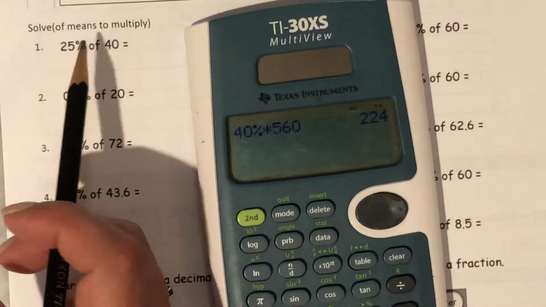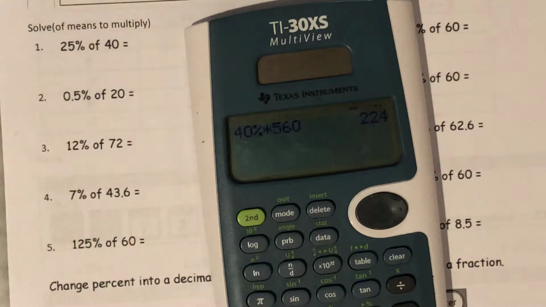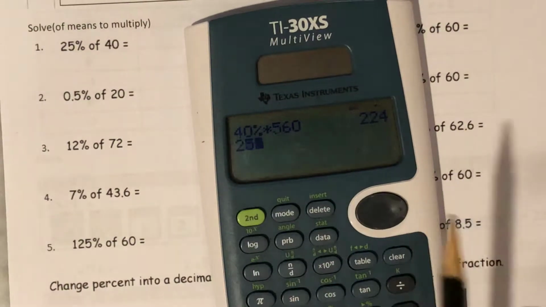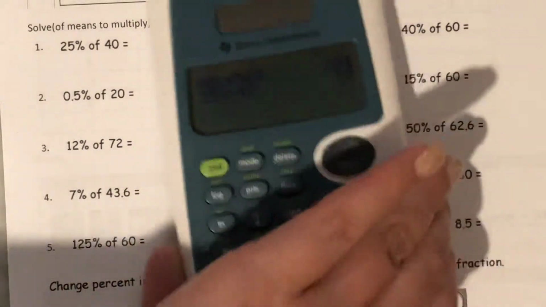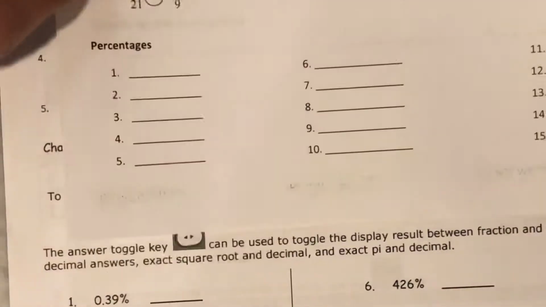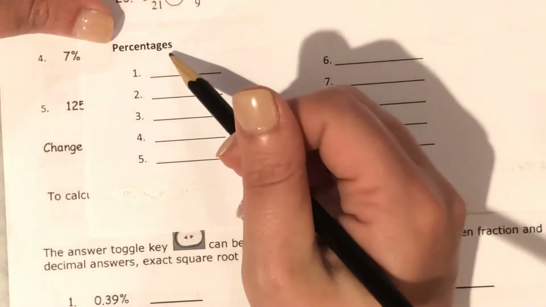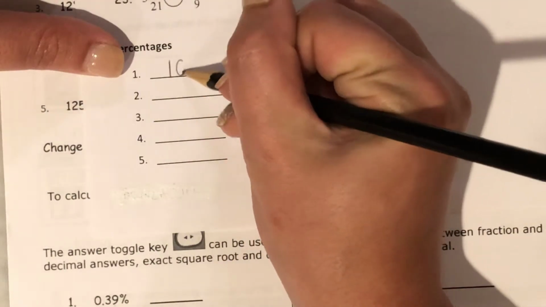Okay, so on these you are solving, and it says 25% of 40. And we need to remember, of means to multiply. So all these are saying is exactly what you had above, 25% times 40. So 25, second, the percent sign, times 40, enter is 10. And remember, we're not writing on here, though there's space. We're writing in our answer sheet, and here we are in percentages, number 1, and that is 10.